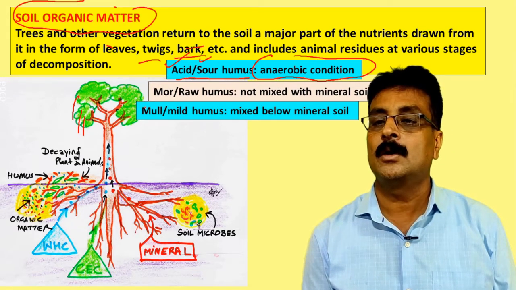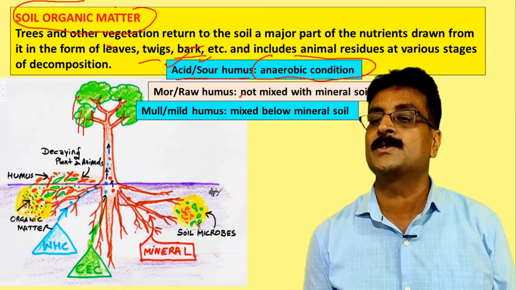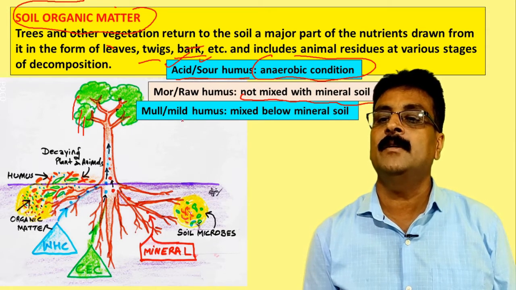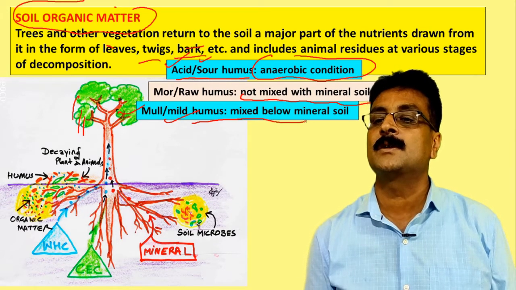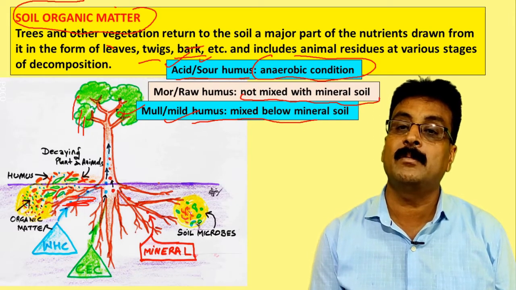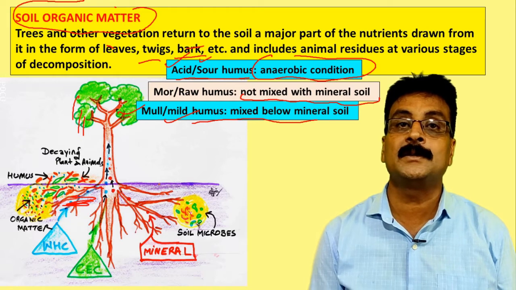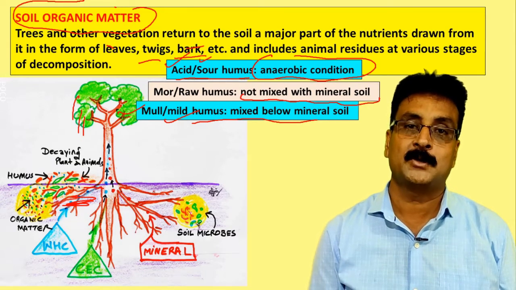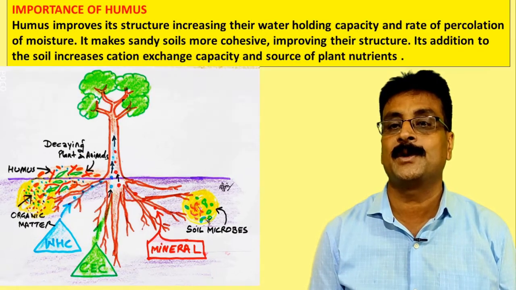Then we have mor, or you can say raw humus, not mixed very nicely with the mineral soil. Then we have mull, or mild humus, mixed with the mineral soil. Okay, so this is soil organic matter, very important, because it is the actual blood of the soil. It gives the nutrients to the trees.